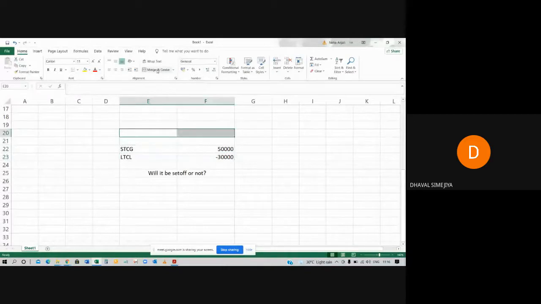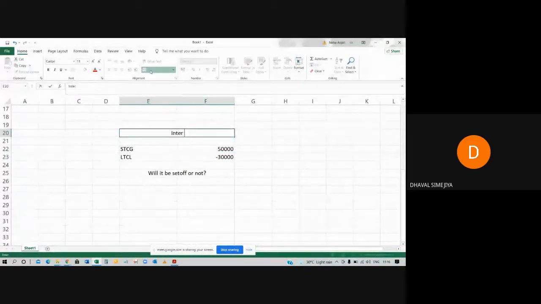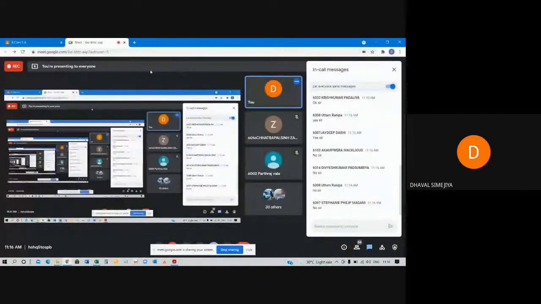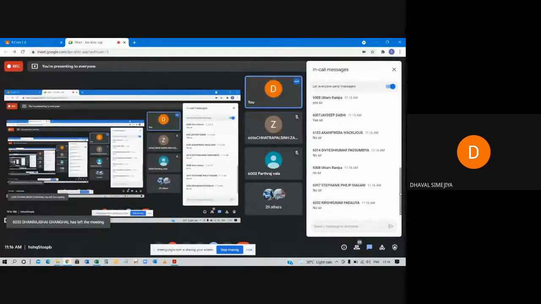Short-term capital gain, long-term capital loss from one head. Okay, I want to check who is replying quickly. Okay, so many replies. Okay, Uttam and Jaideep, that's incorrect. Rest of the students, you are right. Mechalius, DVS, Uttam, Stephanie, Krish.